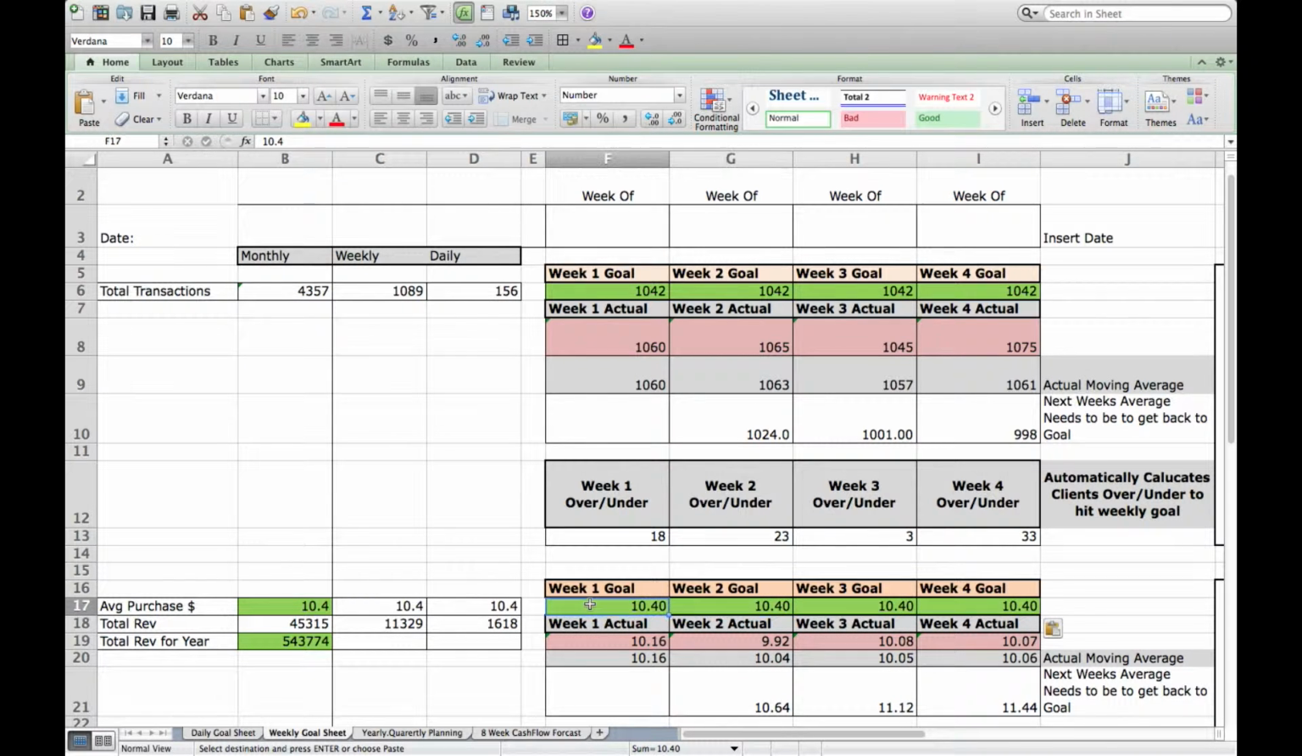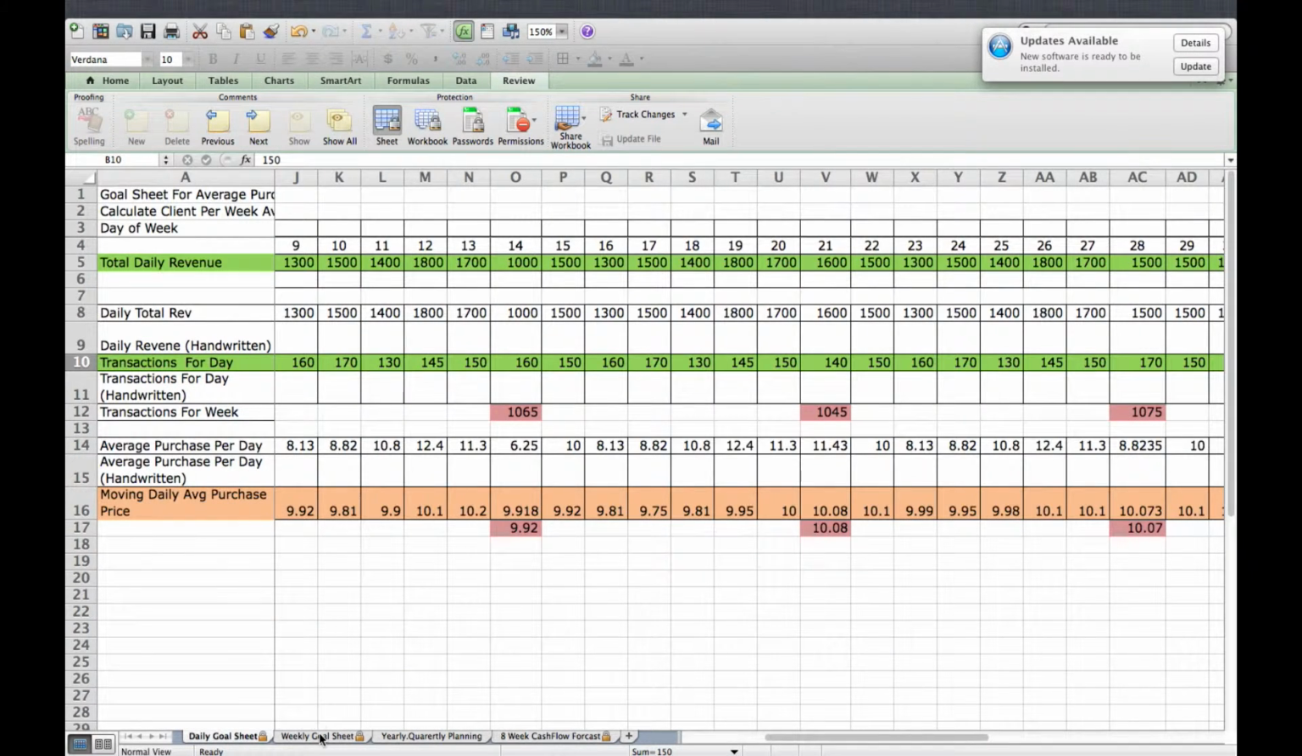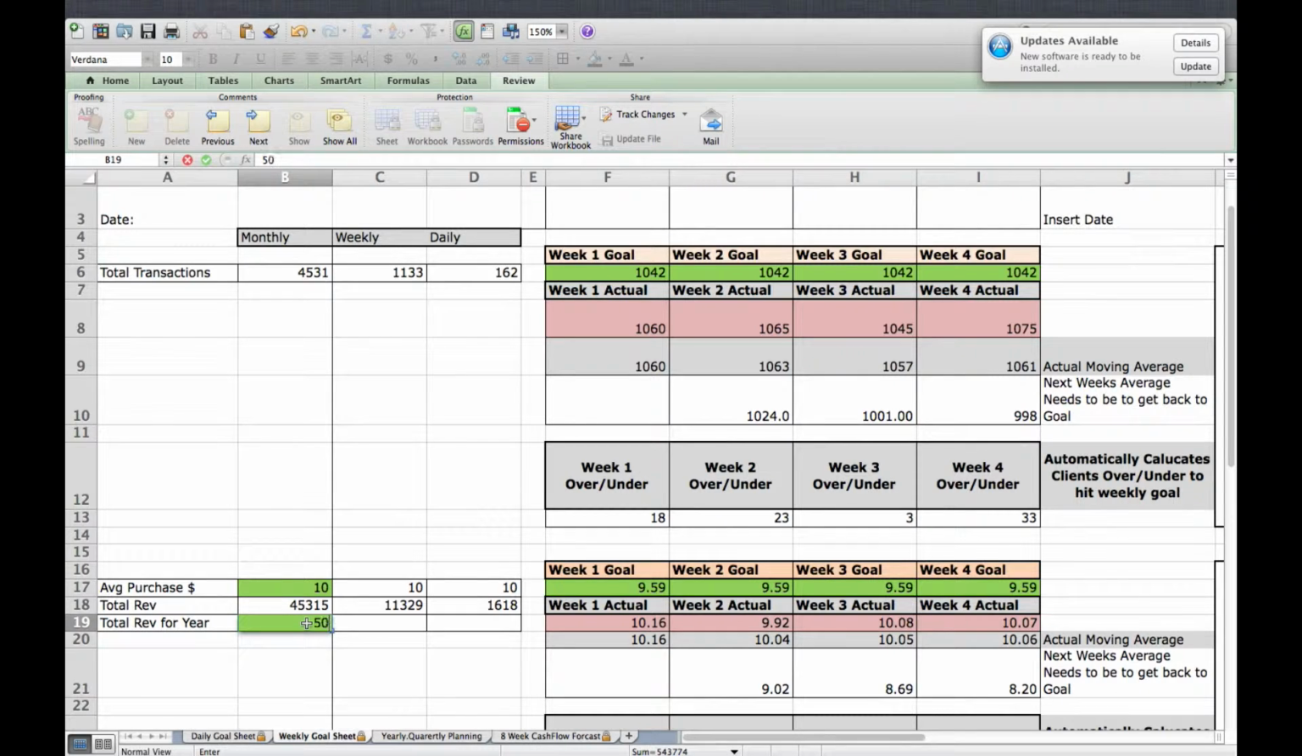But again, for the sake of this example, I'm just going to assume that we're going to be doing things at 10. That's going to be our average purchase. But that would be another way for us to combine our yearly and quarterly planning sheet to help us stay on track. And again, the same goes if we carried our sales number, this 543,774, over from our yearly and quarterly planning sheet. But for the sake of this example right now, I'm just going to keep this at 500,000 for this demonstration.